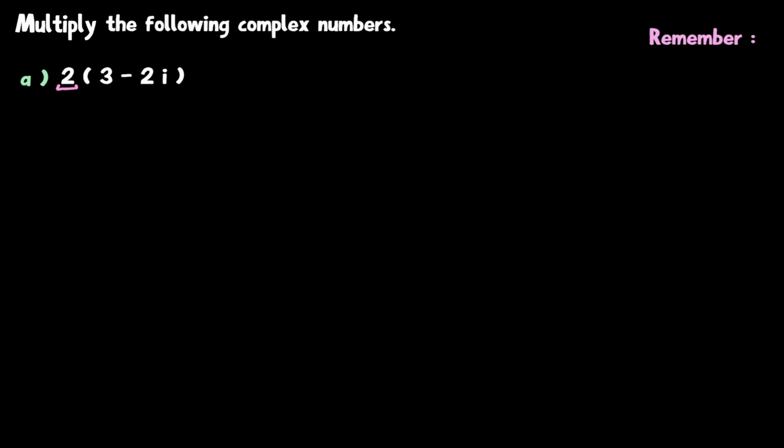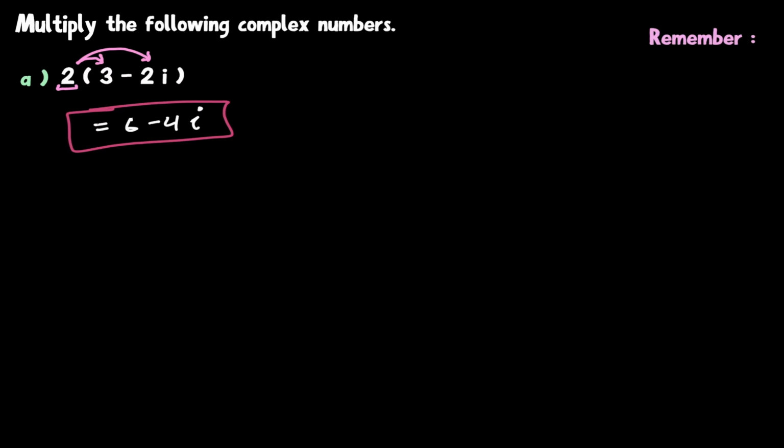So let's start by distributing 2 times 3. That is going to give us positive 6. And now, when we multiply it to our second term, we're just going to multiply the values that we have in our expression. So we're going to multiply 2 times negative 2, which is going to give us negative 4. And we're just going to bring down the i with it.